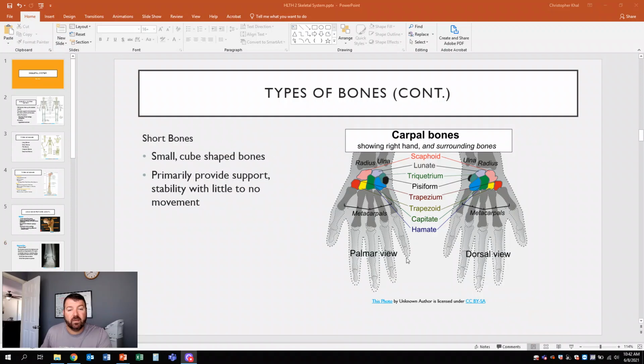Okay, short bones. Short bones are obviously short, small cube-like bones, like your carpal bones. They primarily provide support and stability with little to no movement in them. You see all your carpal bones here, which I'm not going to quiz you on, all the different names.